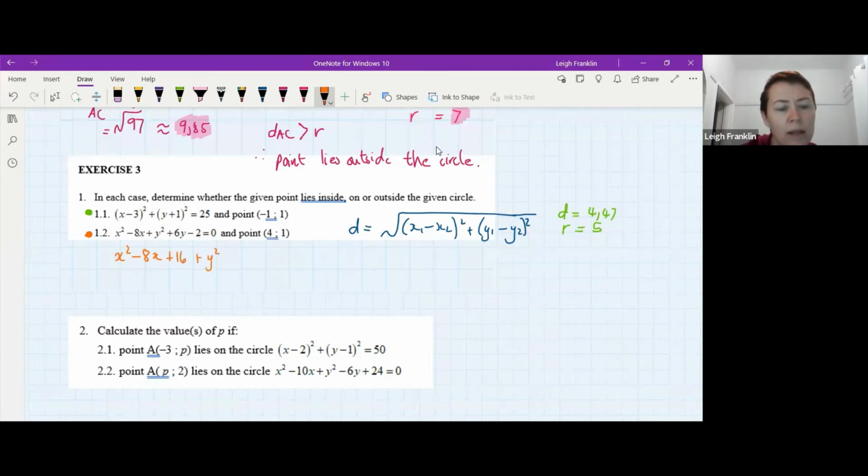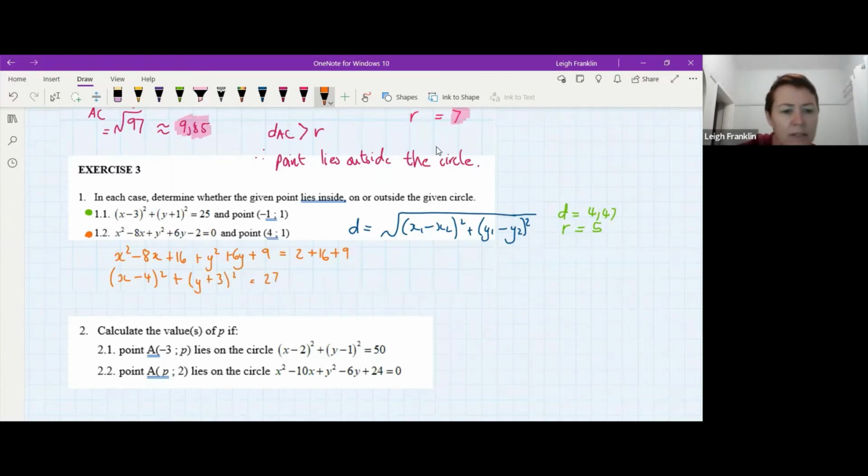Plus y squared plus 6y. Half of 6 is 3. Squared means plus 9. And I'm going to take the 2 over to the other side. And because I added 16 and 9 to the left, I must add them to the right as well. Now I'm going to factorize my perfect square trinomial. That's going to give me (x minus 4) squared, and then here, this is going to give me (y plus 3) squared, and that's going to be equal to 27.